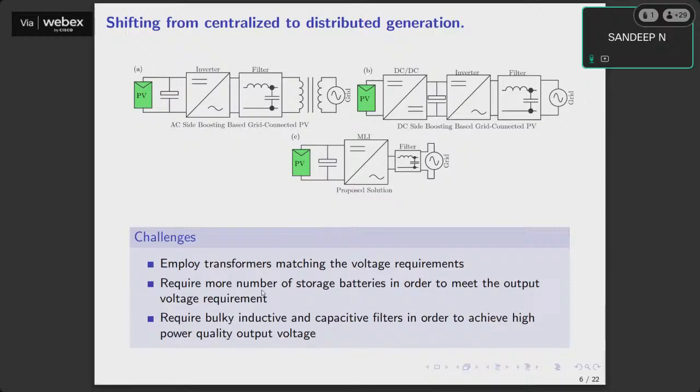The existing challenges are that they employ transformers for the matching voltage requirement, which we need to eliminate, they require a larger number of storage batteries in order to meet the voltage requirement, and they require bulky inductive and capacitive filters in order to achieve a high power quality output voltage. By going for multi-level operation, we'll be able to reduce the filter size significantly, and by having boosting, we can eliminate the transformer or a DC-DC converter. So that is what we are trying to see. Can we have a structure that can do both?